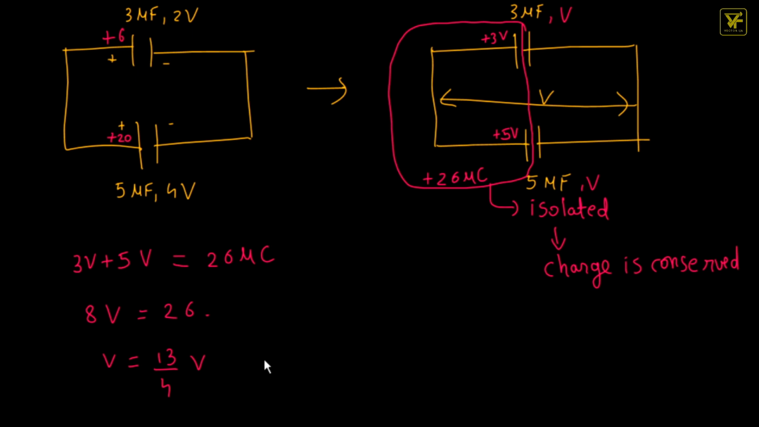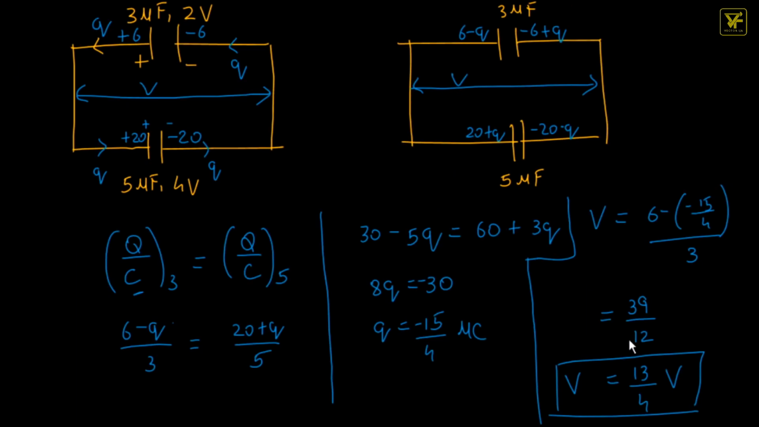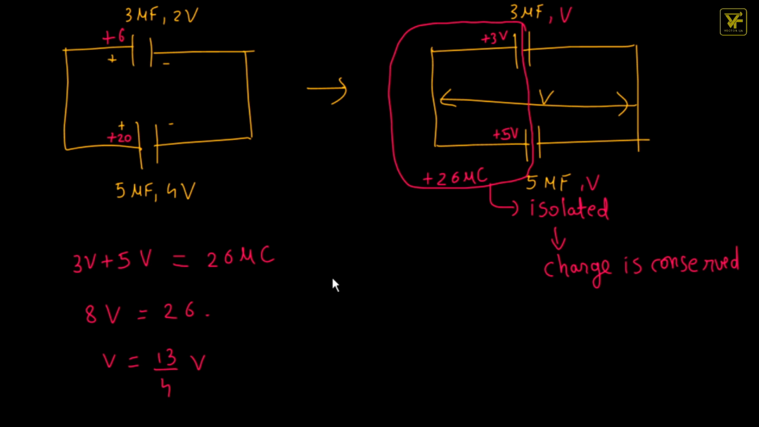So common potential V we are getting as 13 by 4 volts, which is what we got previously. But this time in a shorter way, that you just conserve the charges on the isolated plates and you get the common potential. Now if you want to find the charges on each plate, you can simply put the value of V. If you want the charge on this plate, it is simply 3 into V, which is 13 by 4.